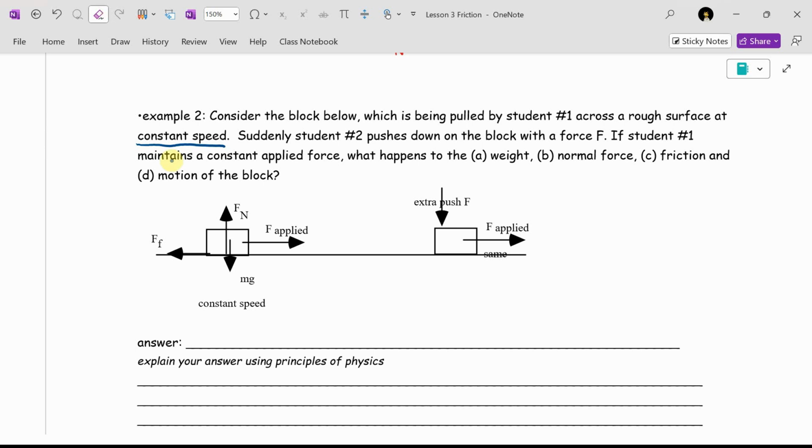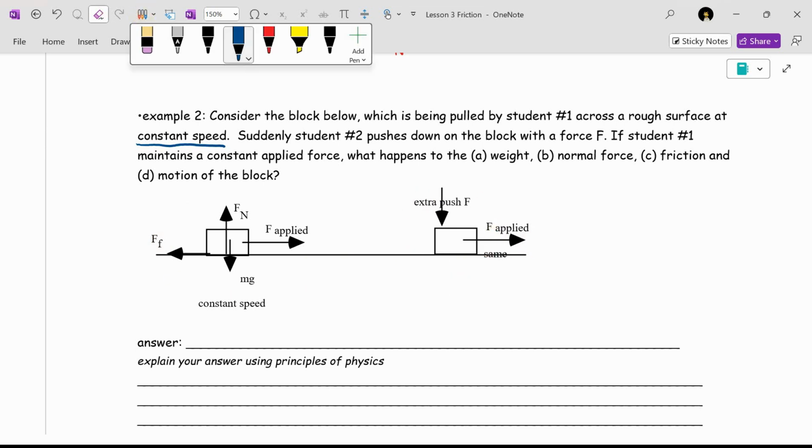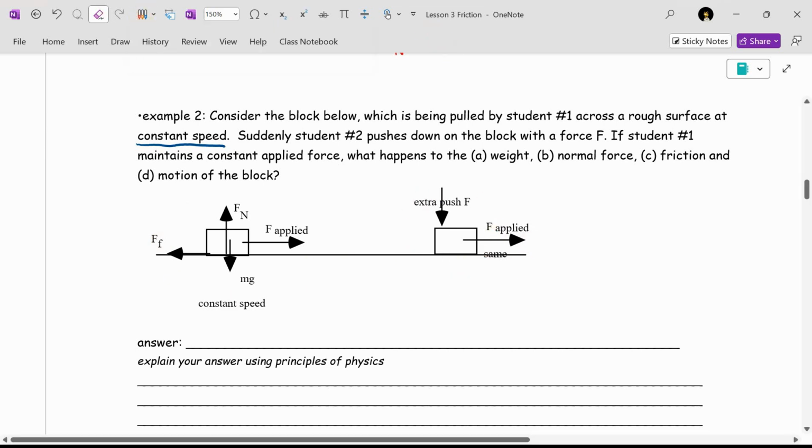If Justin maintains the same force as before, we want to ask what happens to the weight of the bench, the normal force, the force of friction, and then what happens to the motion. But before we can answer that, you know what this is a good job for? Yeah, we're going to do a free body diagram. Now, I did a free body diagram here. So, Justin, what are the forces acting on the bench? Get the obvious one. And I think it's the same as before.